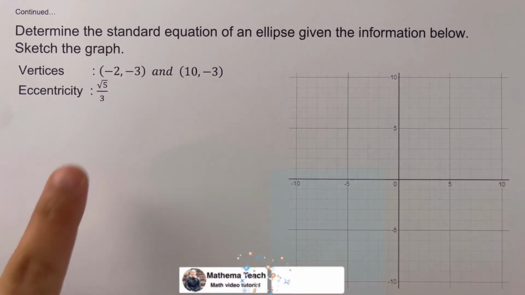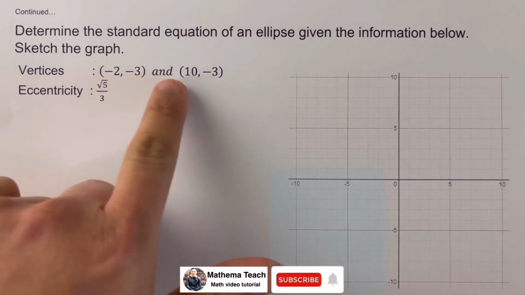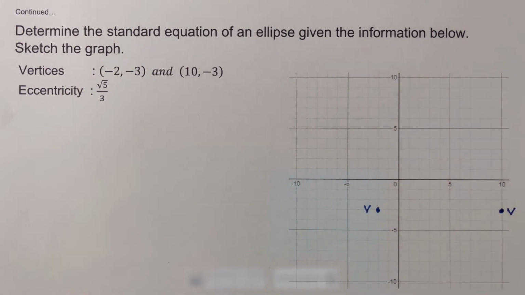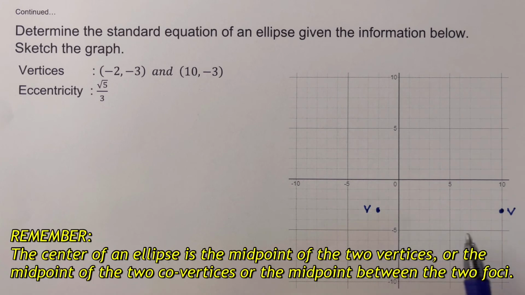So I'm going to plot these 2 points here that represent the 2 vertices. Now we remember that the center of an ellipse is the midpoint between these 2 vertices, or it can also be the midpoint between the 2 co-vertices, or the midpoint between the 2 foci. So in this problem right here, we can tell that the center between these 2 points is this.